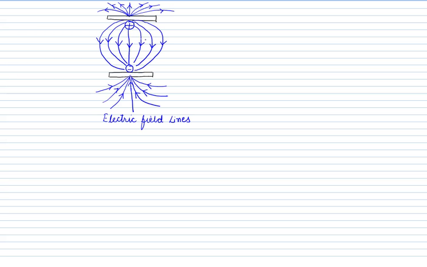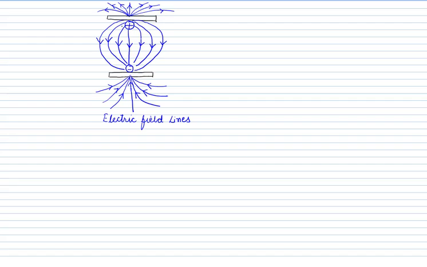So first, I have drawn two charges, positive and negative. Electric field lines always originate from the positive charge and end at the negative charge, because a positive charge always acts as a source, as a thumb rule, and a negative charge always acts as a sink, as a thumb rule. So our electric field lines will start from here and end here. If I start drawing, I have to draw somewhat like this. So this is how we can draw electric field lines.